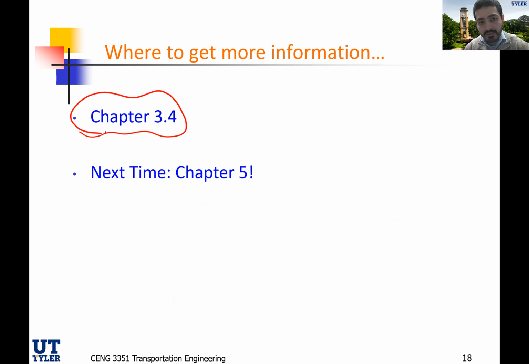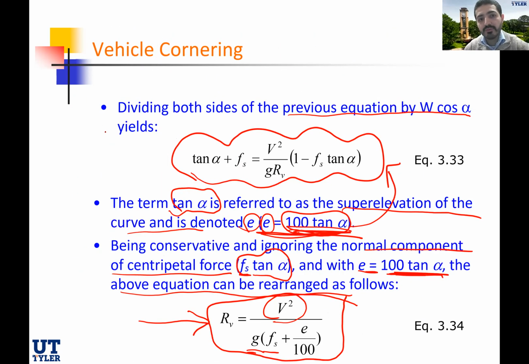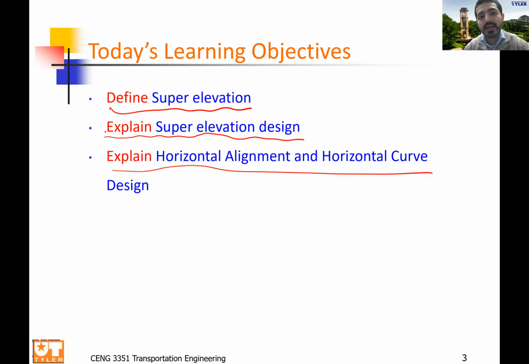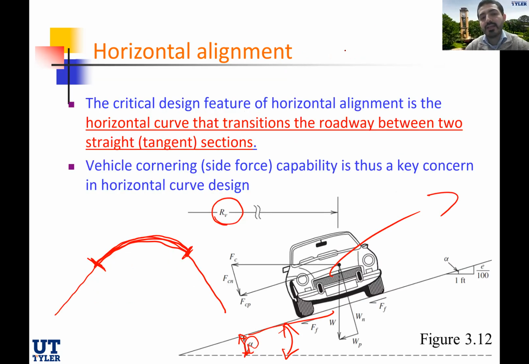Before I get going again, a summary of this little mini lecture for the horizontal alignment. As a recap: we defined the super elevation, and then what's the super elevation design, and we defined the horizontal alignment and the horizontal curve. It's basically any curvature, so from a tangent to a curvature. And how can we detect the horizontal alignment? By looking at it from a plane view. So this is the definition, and then the whole goal is actually to design the radius of that curve.